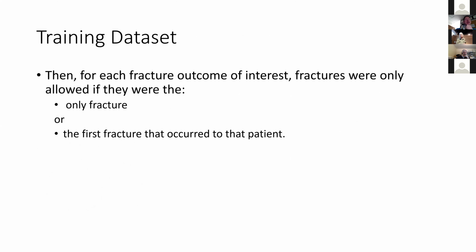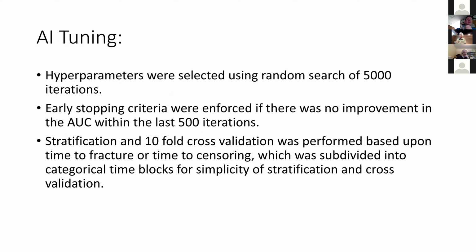So in this case, I also had to pay some attention to when the fracture occurred. So I had to make sure that if I was calling it a pelvic fracture, that it was either only a pelvic fracture for that patient, or that the pelvic fracture was the first fracture that occurred in that patient, so that I was predicting the right time of fracture and not some fracture that occurred after a vertebral fracture or a hip fracture. I wanted to make sure that I was predicting the first fracture event.